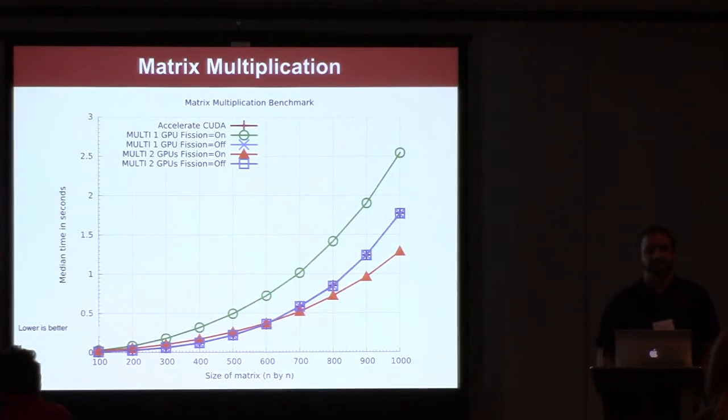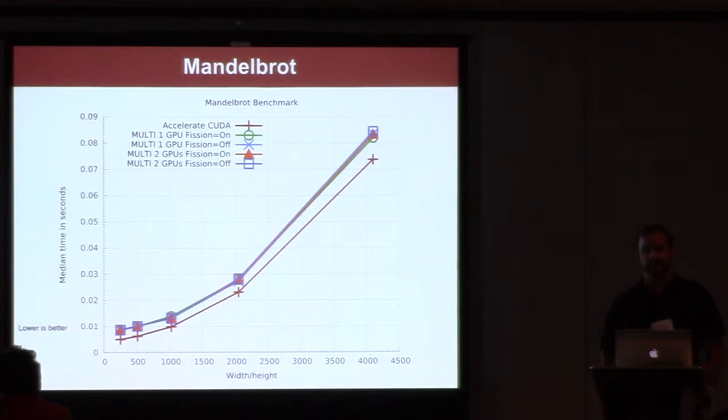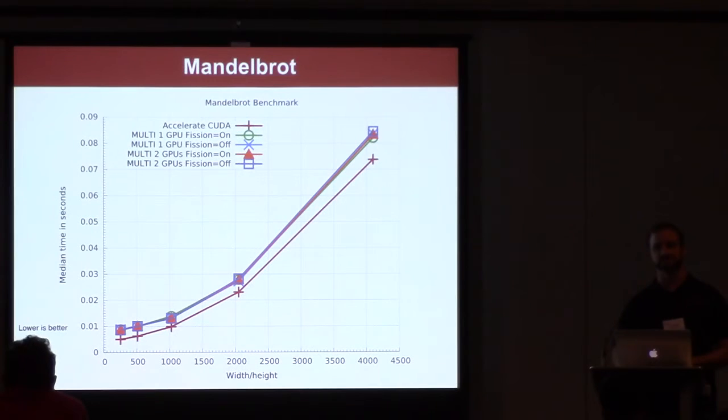But still an improvement, which is good. And then there's one case where we don't do as well, and this is Mandelbrot set. The fastest one there is the red line at the bottom. That's just the plain old vanilla Accelerate. And then all of the different ways of fissioning, with fissioning on or off, with multiple or single GPUs, still leads to about the same performance decrease. And so the question is, why is this happening?